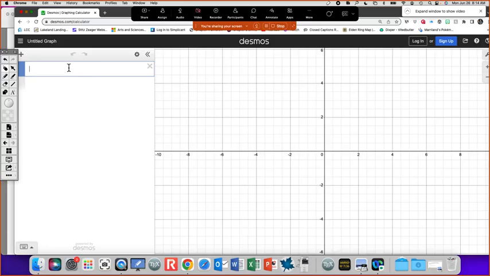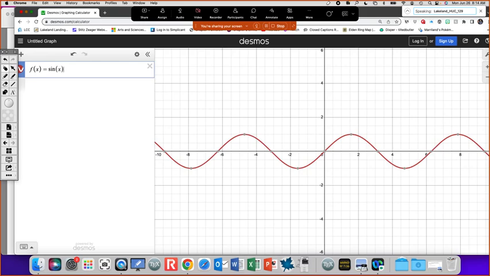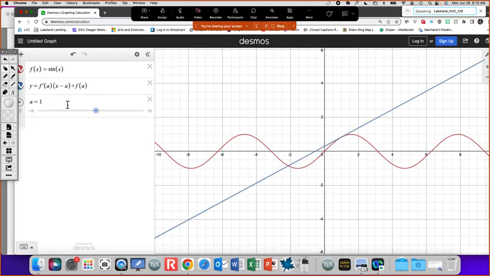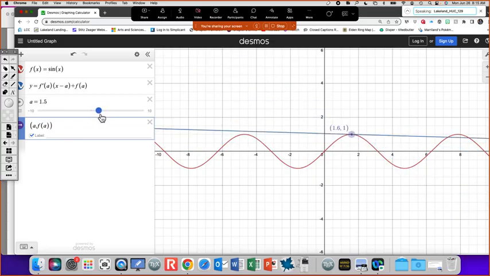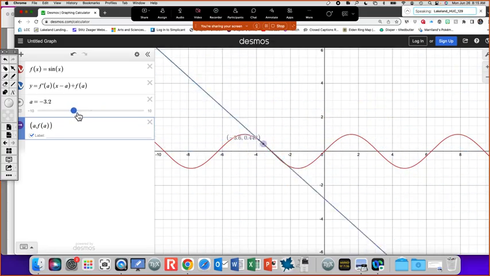So let's fire up Desmos. Let's look at the sine. And I'm going to put in some tangent line here. So I'm going to put the f prime of a times x minus a plus f of a. We'll add slider a. And we'll add the point a comma f of a. So we got the point of tangency. So you know, here's the tangent line as you move along the sine.